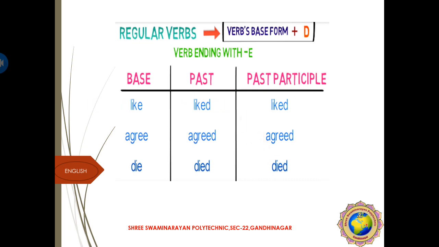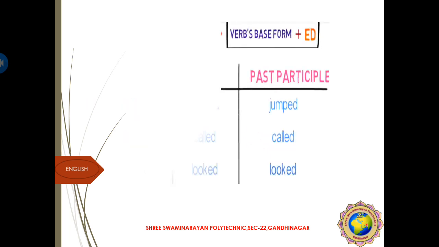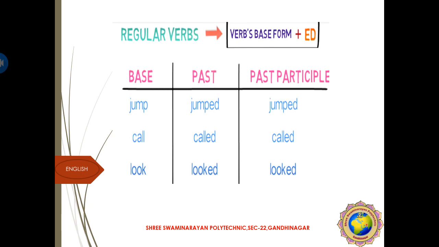Now the second type is to add ed. This is the example. Suppose jump is the base form, then jumped. Call is call, called. So you just add ed. So the second type is the verb base form plus ed.